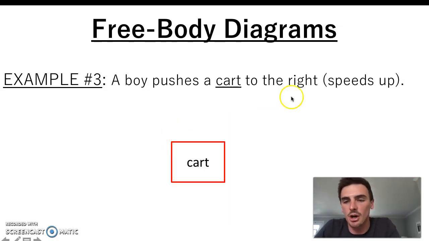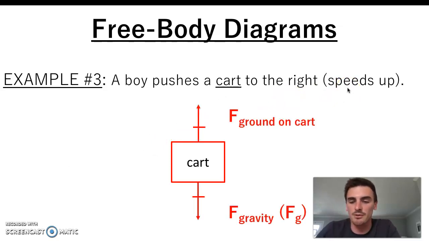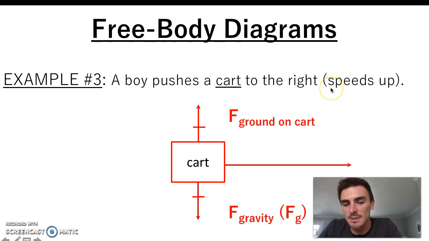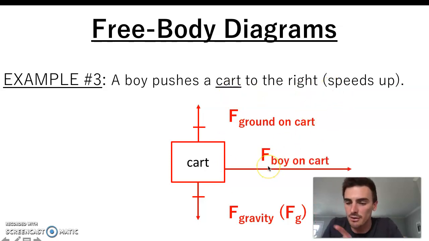A boy pushes a cart to the right and the cart speeds up. So, boom, I got my force of gravity downwards. I know the ground is pushing back up on the cart. Usually if we have something underlined in the problem, that's what we're drawing. So we're not drawing the boy here, we're drawing the cart. Up and down cancel each other out, but we know the cart is speeding up. So there's the push of the boy on the cart. He's pushing it to the right.